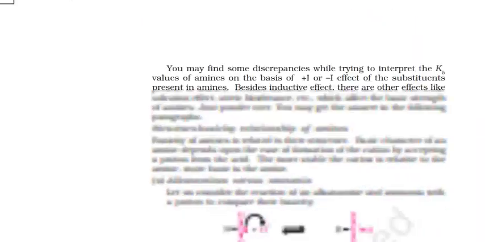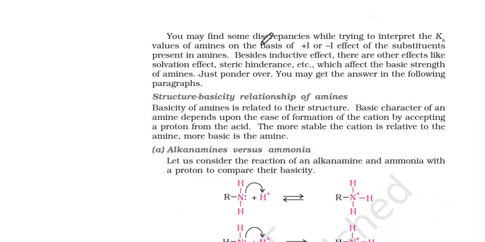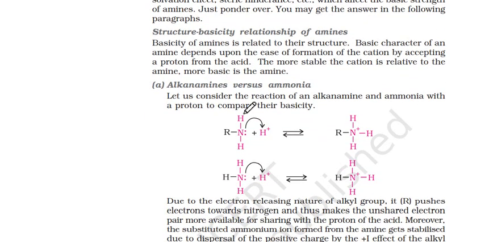Now moving on, you may find some discrepancies while trying to interpret the Kb values of amines on the basis of plus I or minus I effect of the substituents present in amines. Besides inductive effect, there are other effects like solvation, steric hindrance, which affect the basic strength of amines. Just ponder over, you may get the answer. So basically it's trying to say that it depends upon what all other alkyl groups, with what do you replace the hydrogen in the ammonia. That is going to also depict the basic strength. And you know there are so many effects taking place. It's not just the electron donating or withdrawing effects.